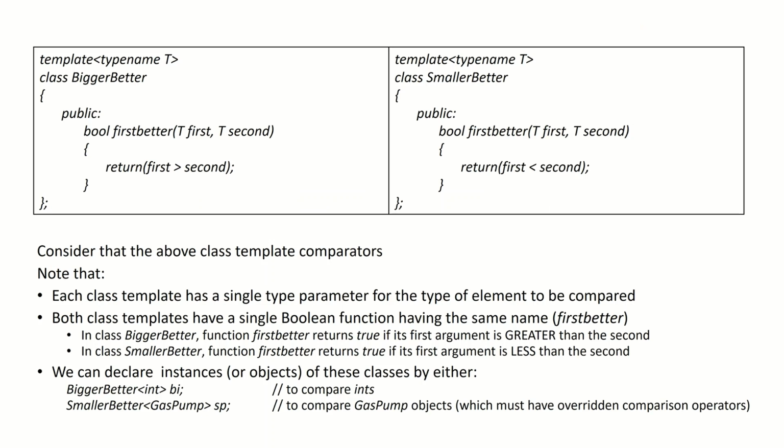Let's look at the two class templates that are shown. So we have two templates that look largely the same except for two things. Number one is that the names are different, and number two is the direction of the comparison that's made.